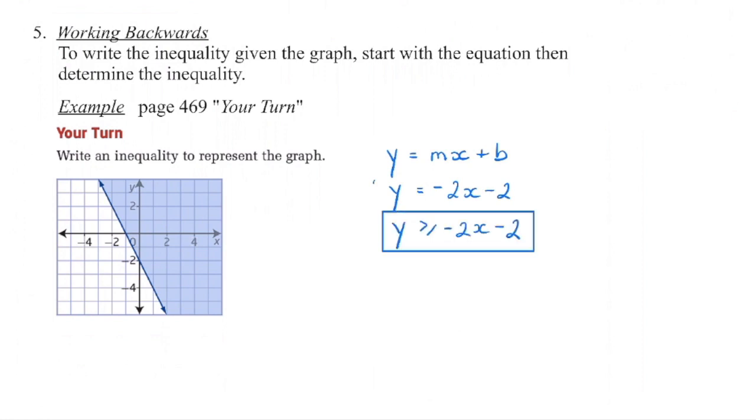And then you can always test. If I take the origin, I can see the origin is in the shaded region. So when I substitute that back into this inequality, I end up with 0 is greater than or equal to -2. That is a true statement. Therefore, that origin should be in the shaded region, which it is. So we know we've got the correct inequality.